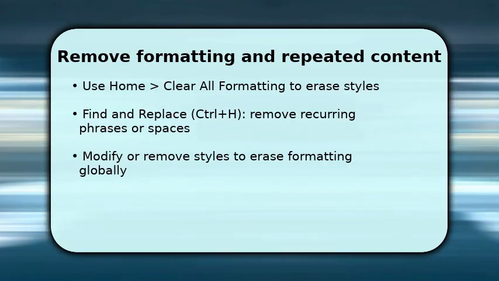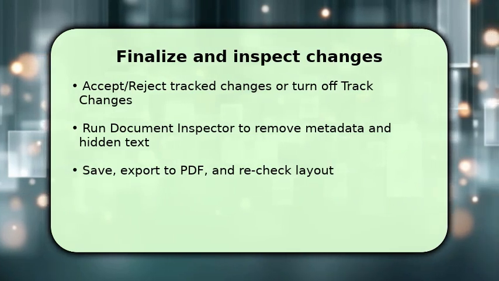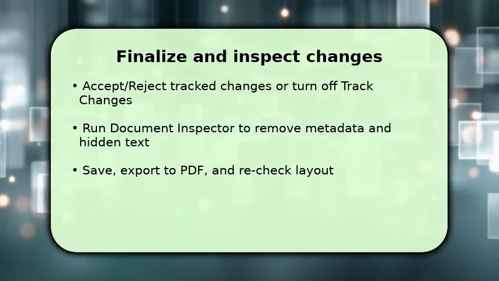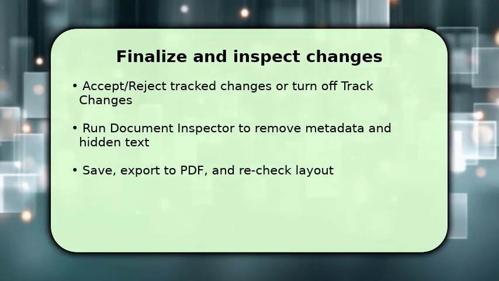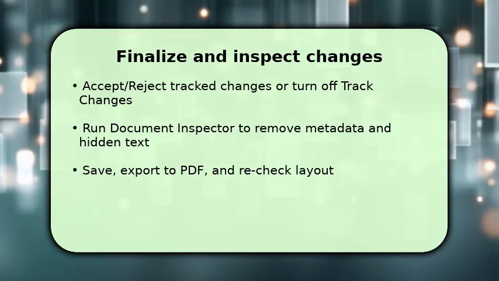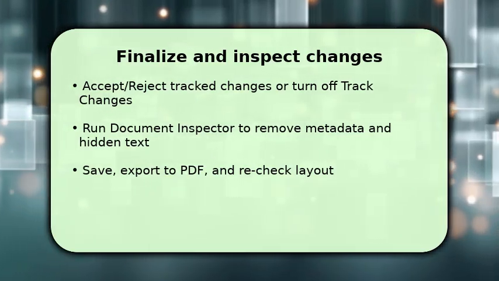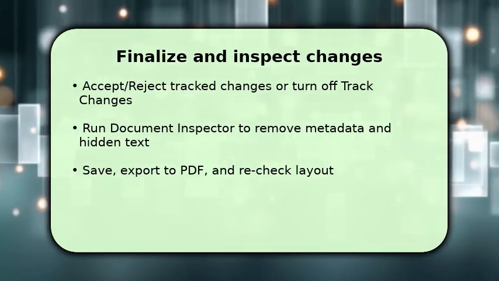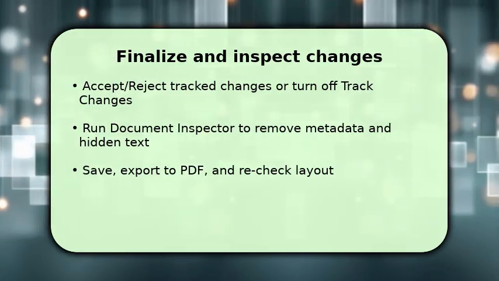To finish, handle revisions. If Track Changes is on, use Accept or Reject to make deletions permanent, and then turn off Track Changes to stop new markup. Next, run Document Inspector to erase metadata, hidden text, comments, and personal information that survive visible erasing. Save your cleaned file, export a PDF if you need a fixed snapshot, and quickly rescan layout and headers to ensure nothing shifted. If content reappears, check for linked fields or embedded objects and update, or unlink them before saving.